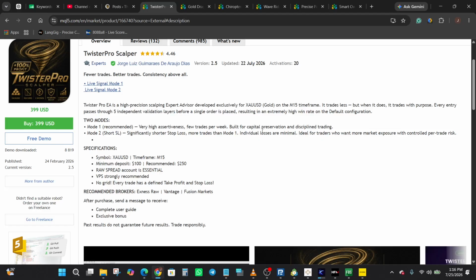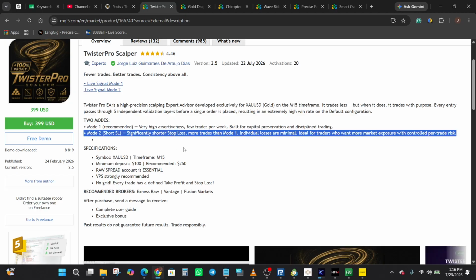Now, there are two selectable modes. We have mode 1, which is the recommended one. It is described as having very high assertiveness with few trades per week, built around capital preservation and disciplined trading. Then we have mode 2, which uses a significantly shorter stop loss, trades more frequently, and is described as suited to traders who want more market exposure while keeping individual losses minimal.